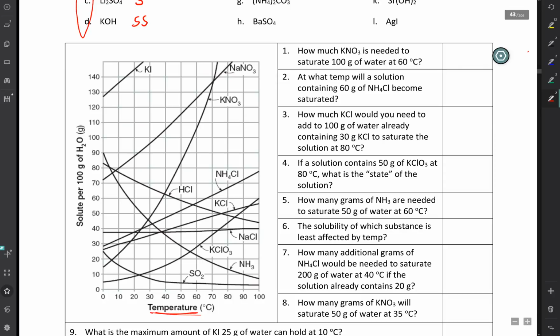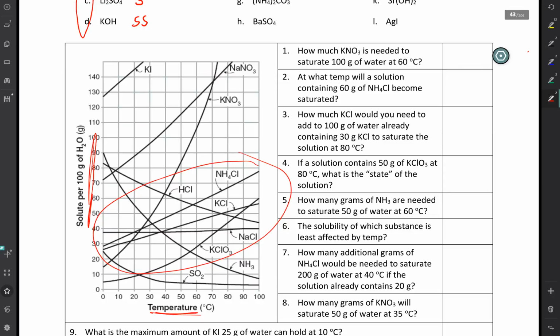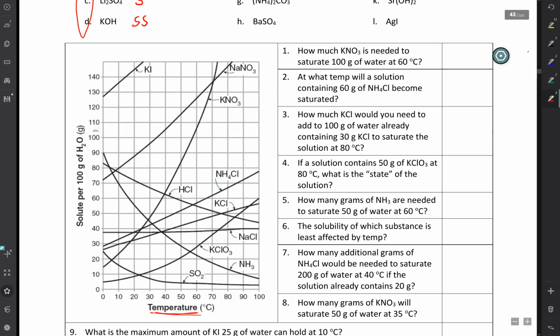We've got temperature on the x-axis, we've got grams of solute per 100 grams of water on the y-axis, but instead of just having one solubility curve, we've got a bunch of them. So make sure that you are looking at the right curve. It's really easy to get confused in this middle section of the graph where there's a whole lot of overlap. So just heads up, be careful about that. Let's try a couple practice problems.